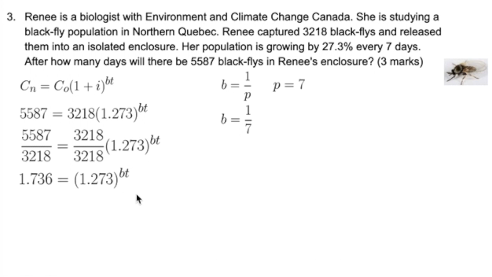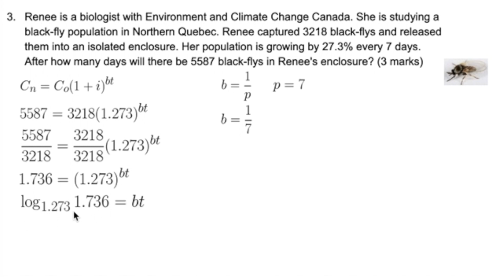To convert exponential to log, we're going to use Renee's formula. As a logarithm, we're taking the log of our answer to the base, our old base, 1.273, is equal to our exponent. The log of 1.736 to the base, our old base, 1.273. So we're saying log of 1.736 to the base 1.273 is bt.